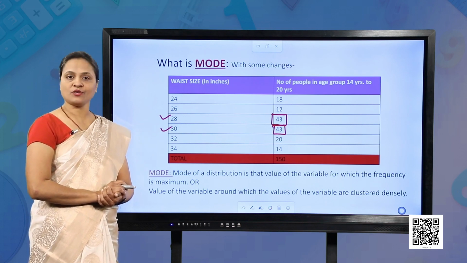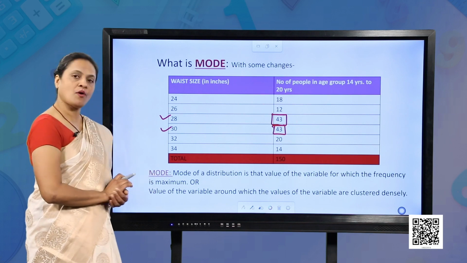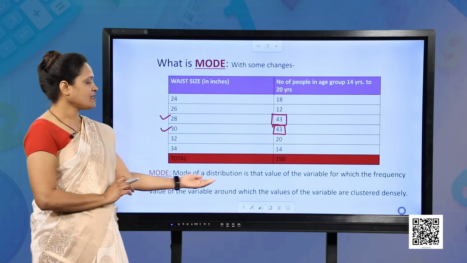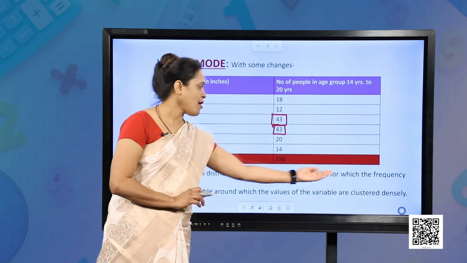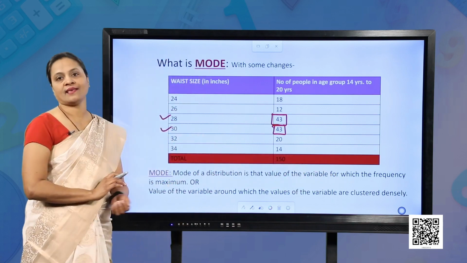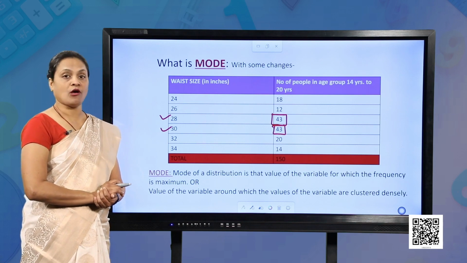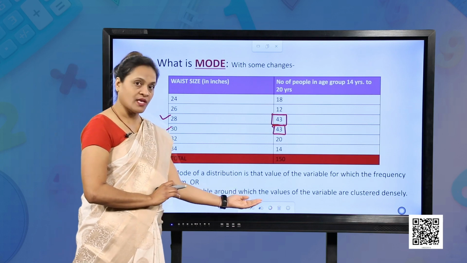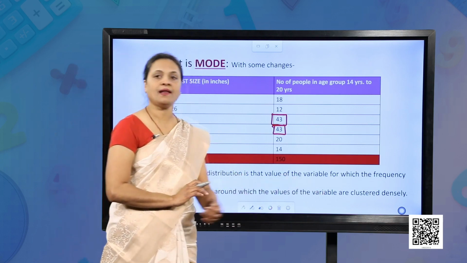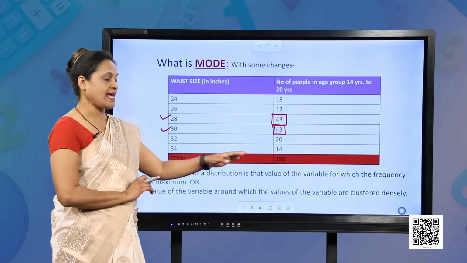Now, you must have understood the meaning of mode. Mode of a distribution is that value of the variable for which the frequency is maximum. We can also say it is the value of the variable around which the values are clustered densely.